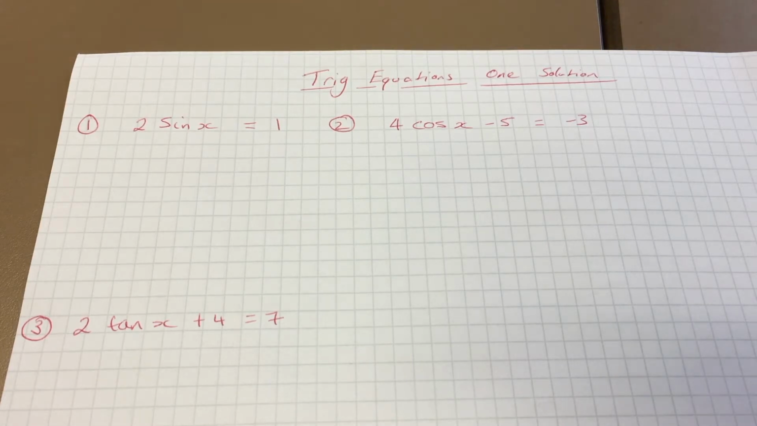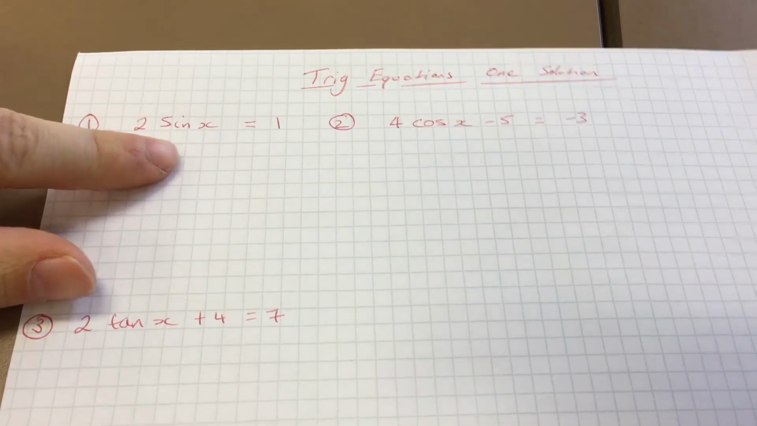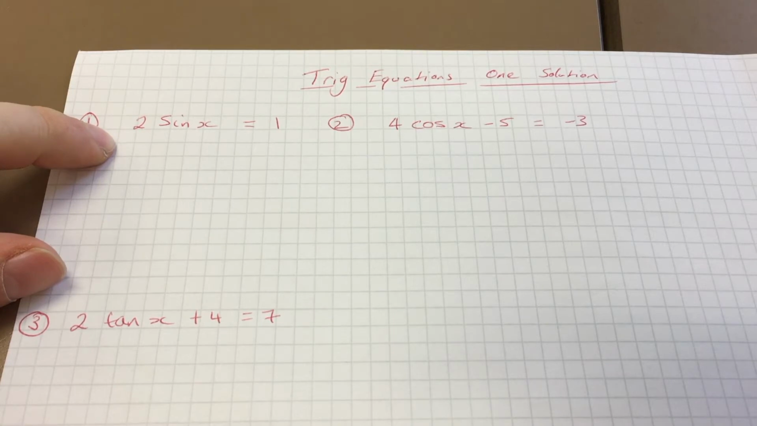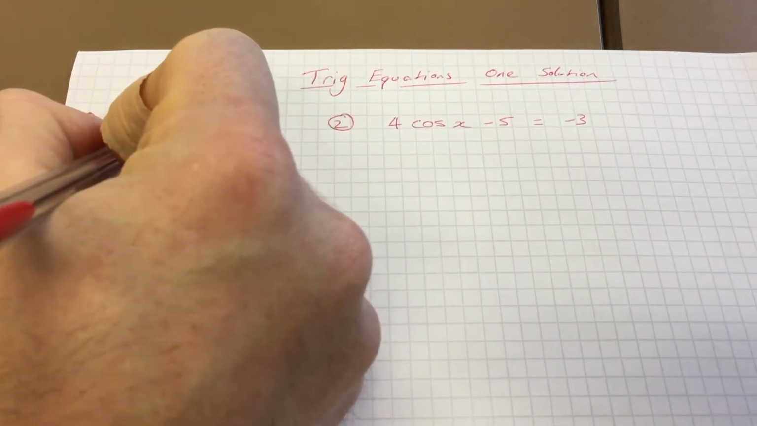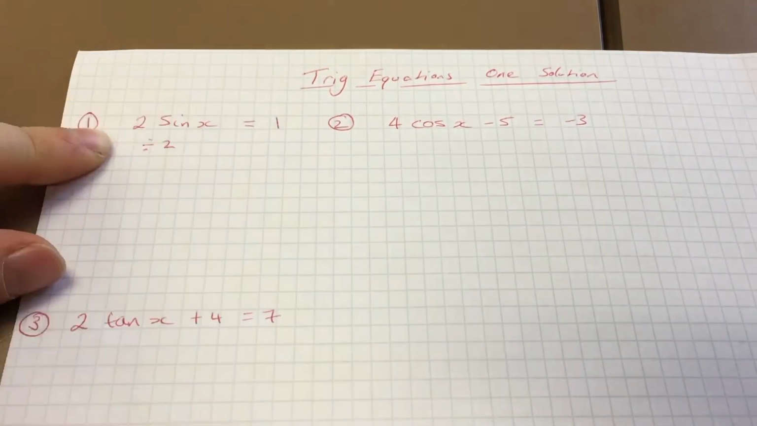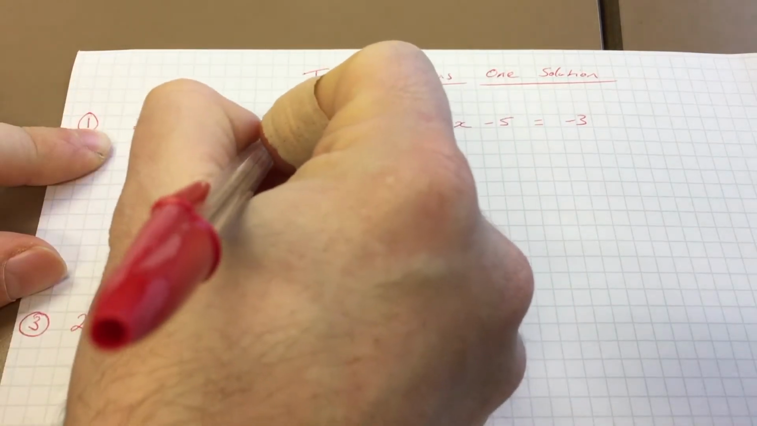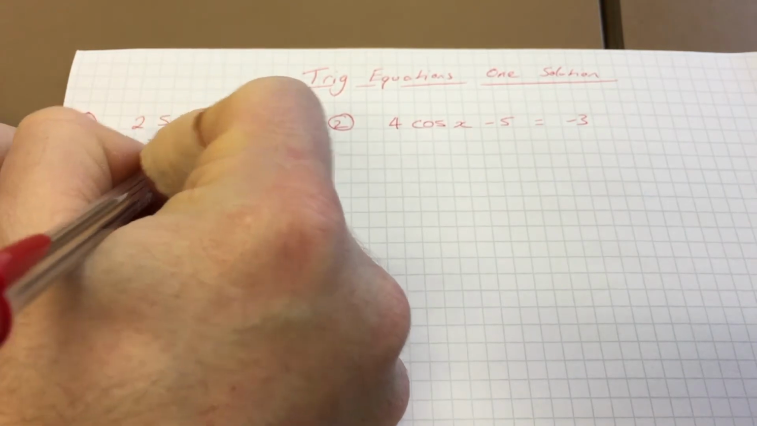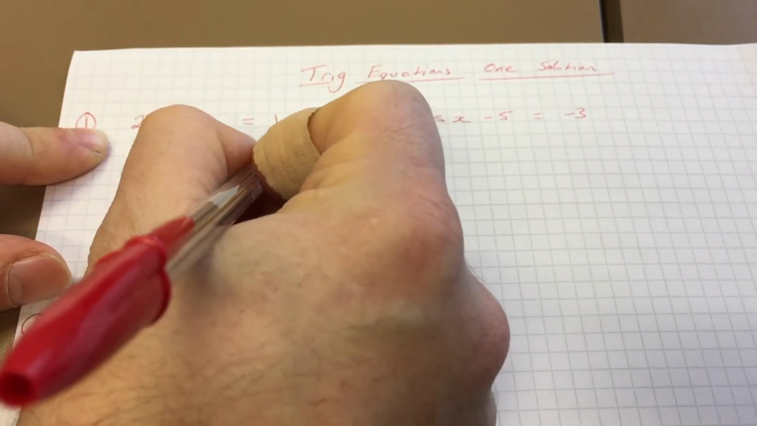So to start off with, you just treat these like they are normal equations. We need to get all the x term on the left hand side and all the numerical values on the other side. Now 2 next to the function means 2 times the function. So how do you get rid of that 2? We do the opposite of multiplying by 2. So we divide the left hand side by 2. If we divide the left hand side by 2, we have to divide the right hand side by 2. And we end up with sin x equaling a half.